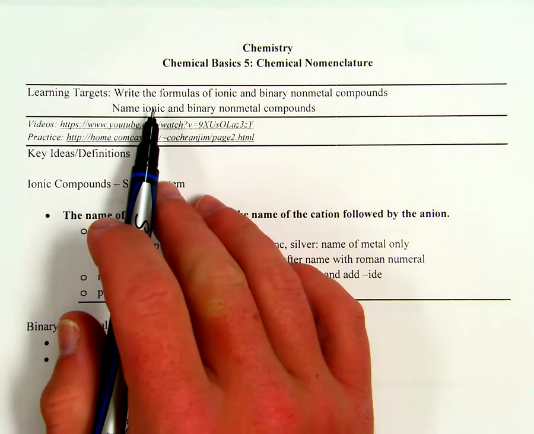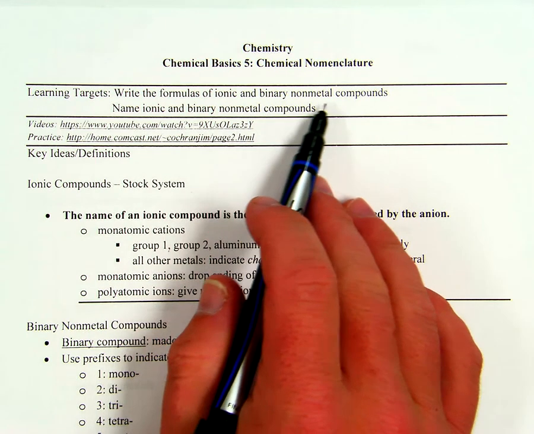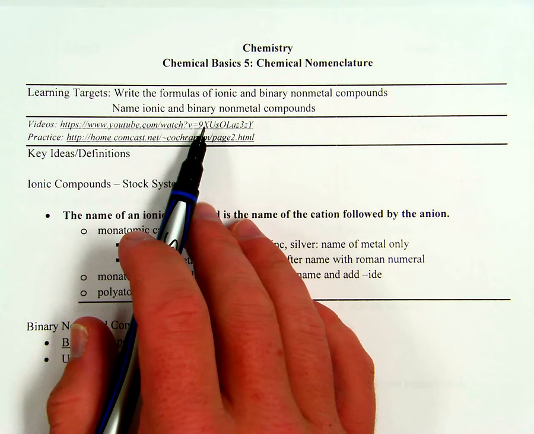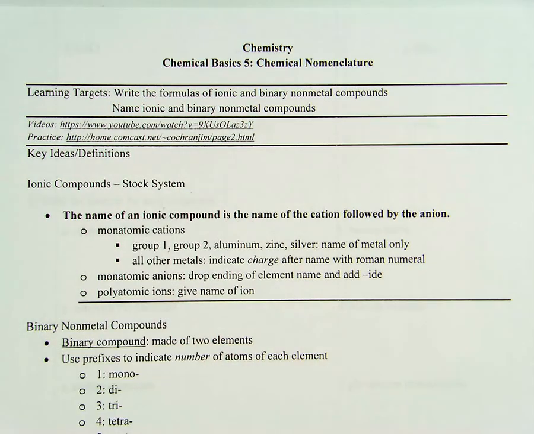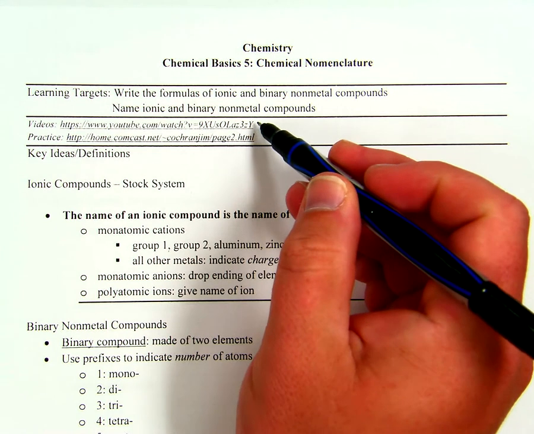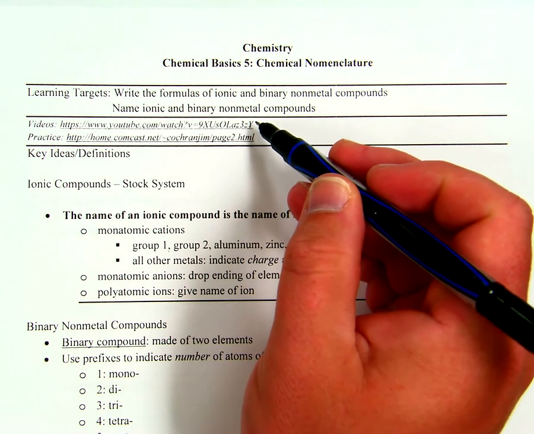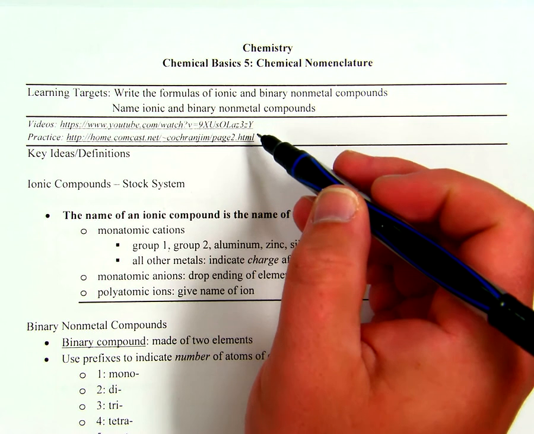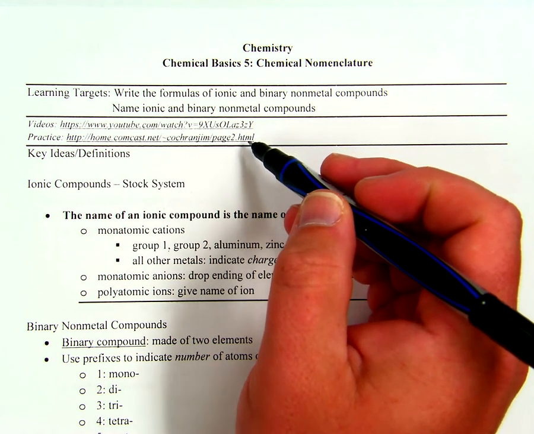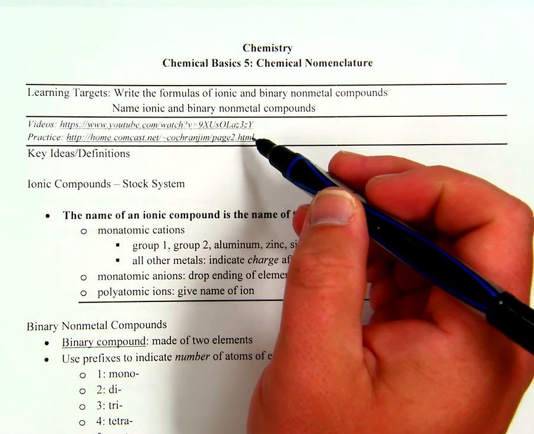We want to be able to write the formulas of ionic and binary nonmetal compounds, and then the opposite of that would be naming the ionic and binary nonmetal compounds. Just a couple of resources here for you. This is a different video from a different chemistry teacher on chemical nomenclature, and then this link here would take you to a page that has all sorts of different practice links on it.